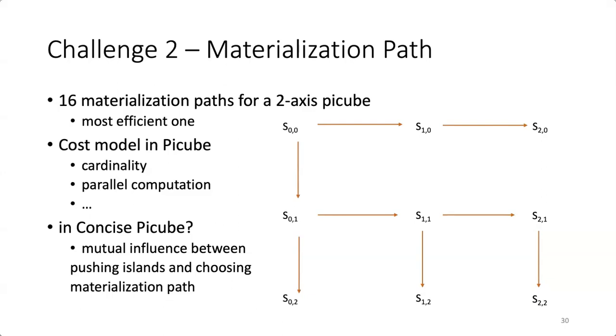Without pushing islands, a cost model for calculating a materialization path is simple. We can just consider cardinality and parallel computation. However, in a concise Picube, we need to consider the mutual influence between pushing islands and choosing the materialization path. For example, if we push an island from S00 to S02, leaving a hole at S01, then we may not aggregate from S01 to S11 because a hole may cause aggregation mistakes. So our second challenge is how to determine a materialization path in a concise Picube.